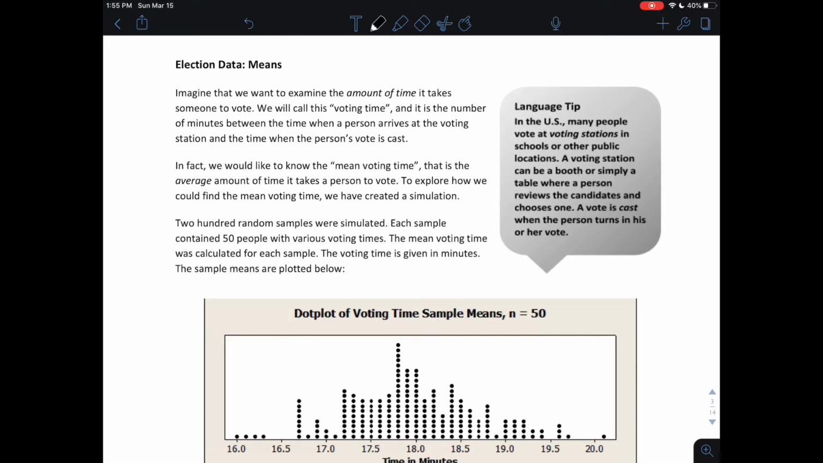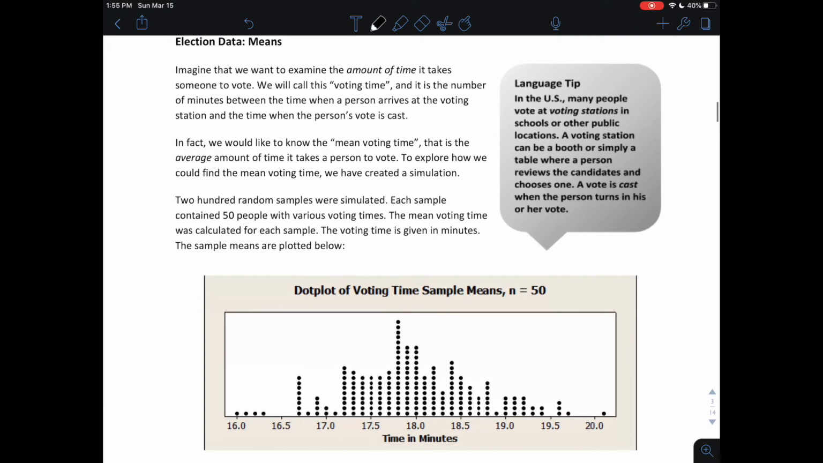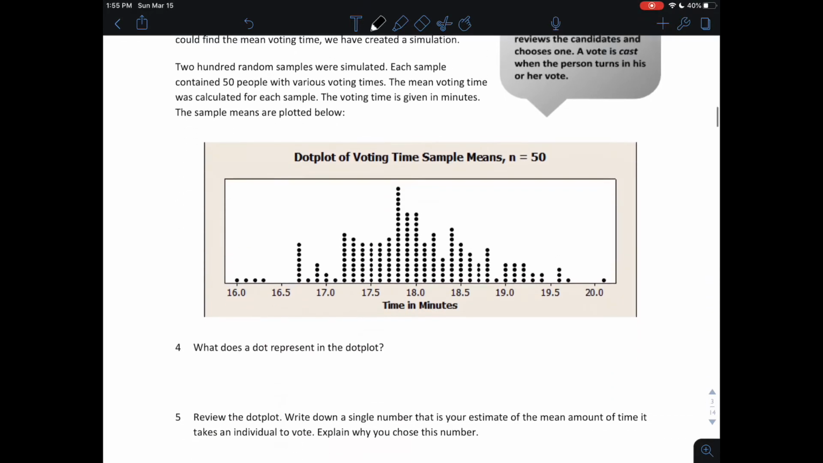Just for some details as a language tip, off to the right: in the U.S., many people vote at voting stations in schools or other public locations. A voting station can be a booth or simply a table where a person reviews the candidates and chooses one. A vote is cast when the person turns in his or her vote.